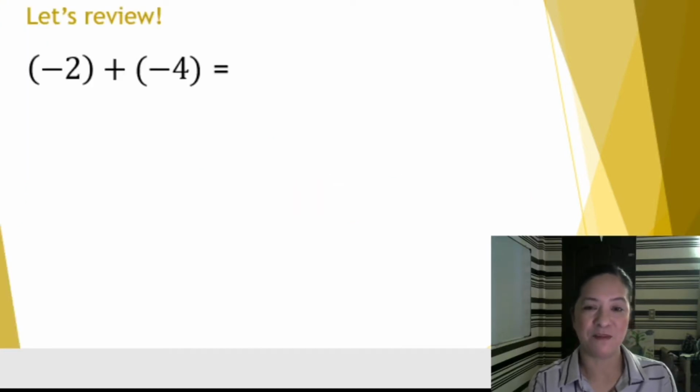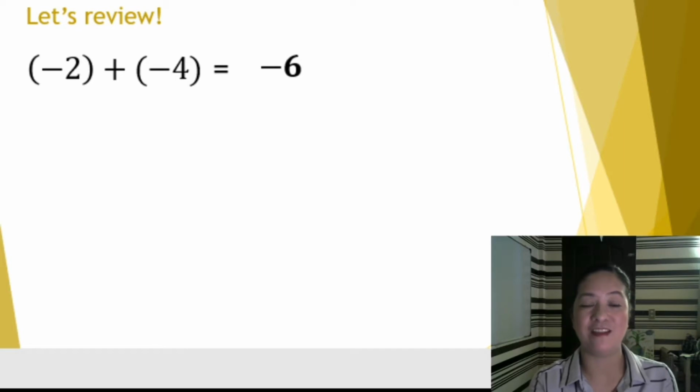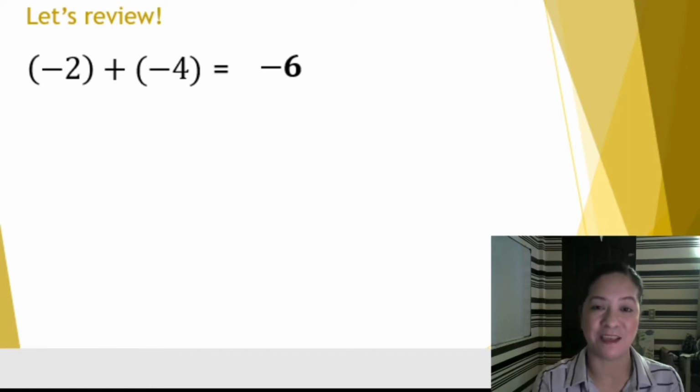Negative 2 plus negative 4 is equal to? Alright, that's equal to negative 6. You can see that you are adding two negative integers. So, get their absolute values and prefix the common sign. Absolute value of negative 2 is positive 2. The same with negative 4, the absolute value is positive 4. So, 2 plus 4 is 6. Then the common sign is negative.